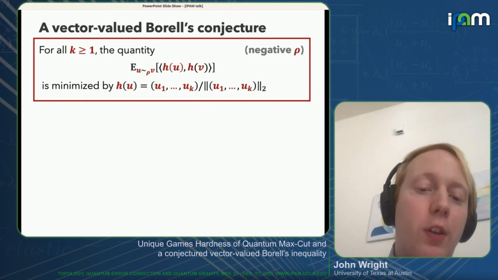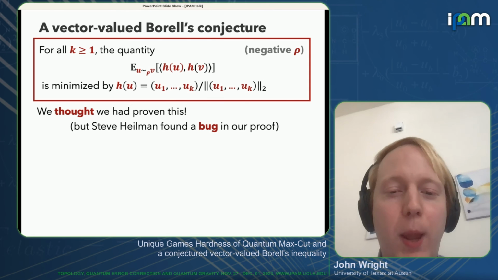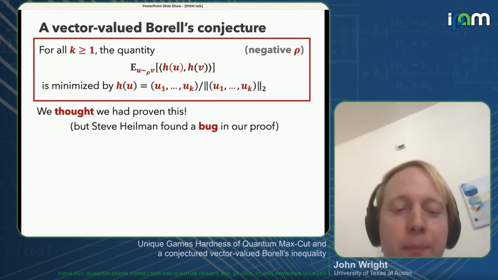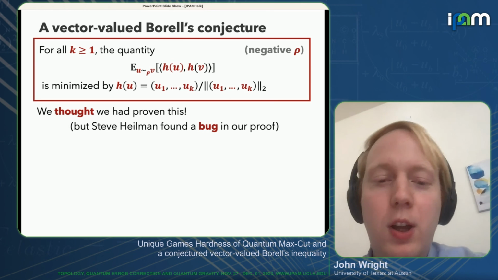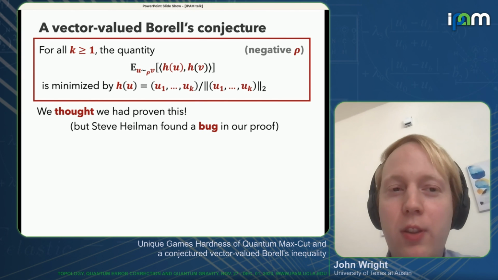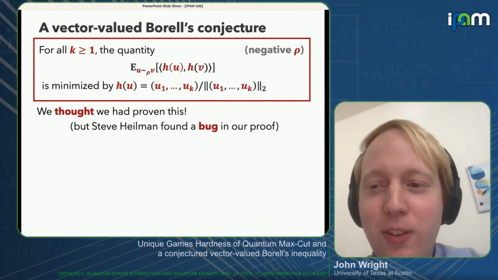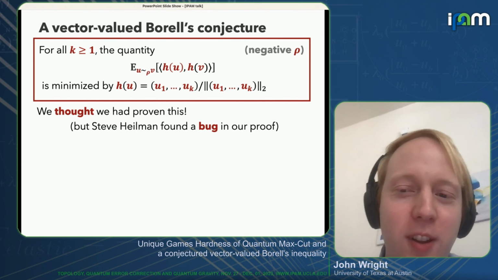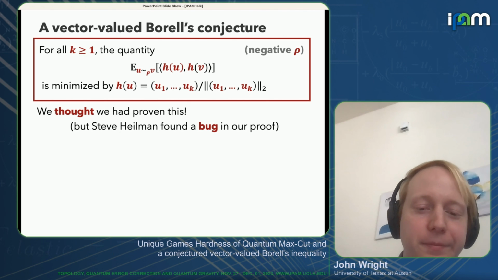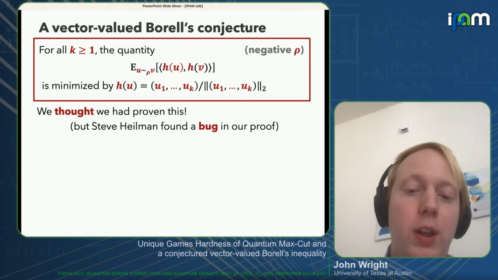We thought we had actually proven this. So we wrote up a proof, we put it in the paper, we put the paper on the arXiv. But Steve Heilman actually found a bug in our proof. He actually emailed this to us the day after Christmas. So it was a very sad Christmas when I got that email. But it was very good of Steve for finding it. What we can show is the following.